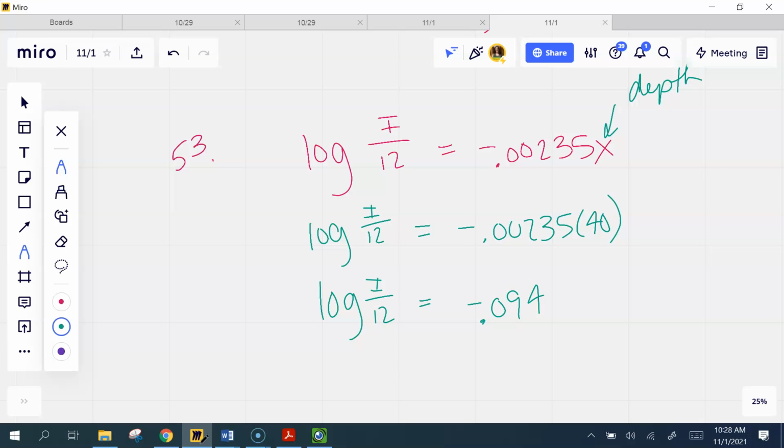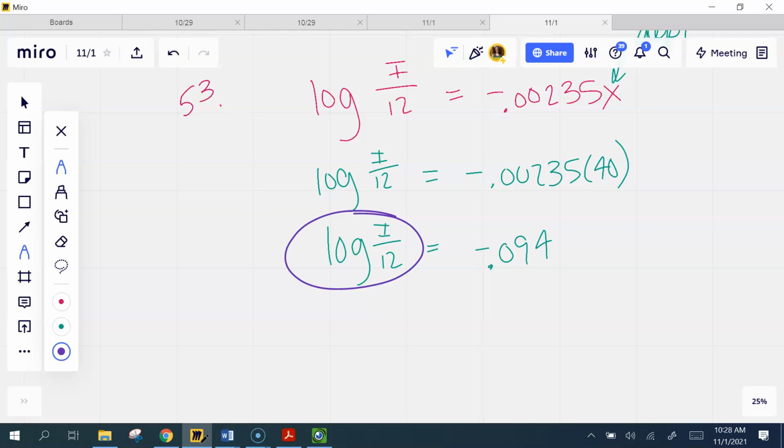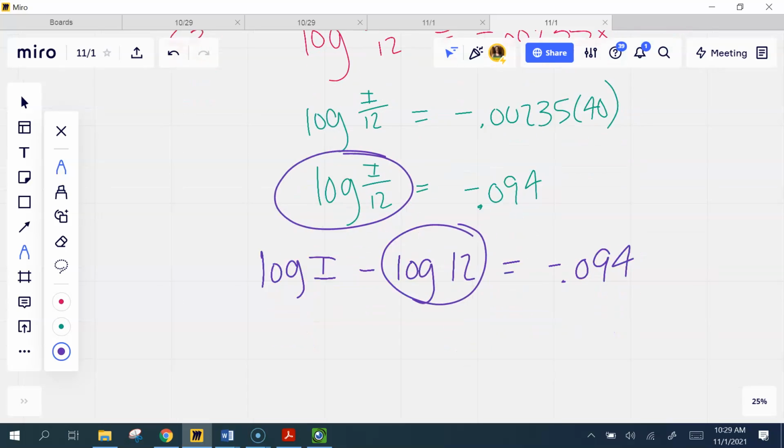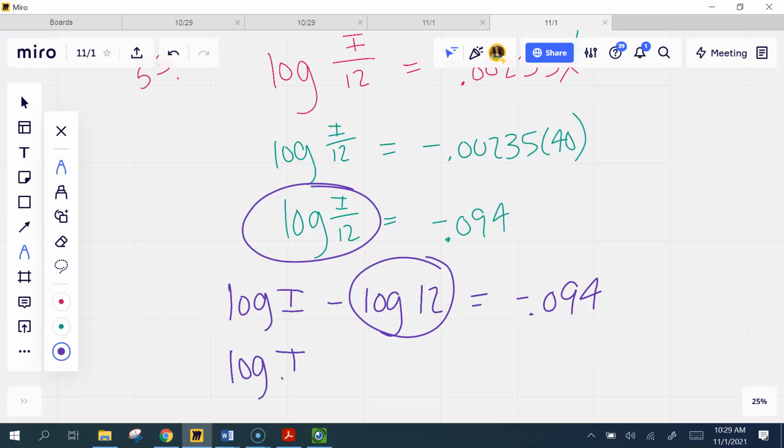Now I need to figure out how I'm going to solve that for I. I'm going to use the log properties, which say if I'm dividing, I can split it up with subtraction. So I'm going to say log I minus log 12 equals negative 0.094. Does that confuse anybody? Log 12 is just a number. There's no variable in there. You can literally hit log 12 on your calculator. There's no base indicated, so it's base 10. So log 12 is 1.079.